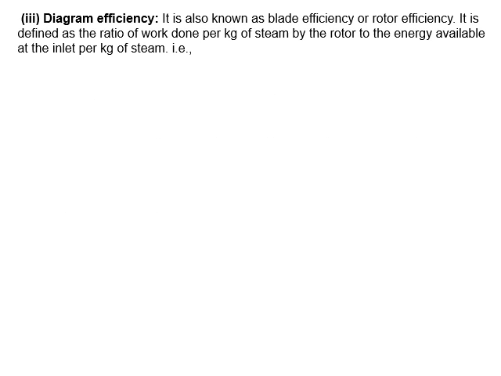Now the third one is diagram efficiency. It is also known as blade efficiency or rotor efficiency. It is defined as the ratio of work done per kg of steam by the rotor to the energy available at the inlet per kg of steam. That is, diagram efficiency or blade efficiency is given by the ratio of W to E_A. Here W represents work done by the rotor, and E_A is the energy available at inlet.